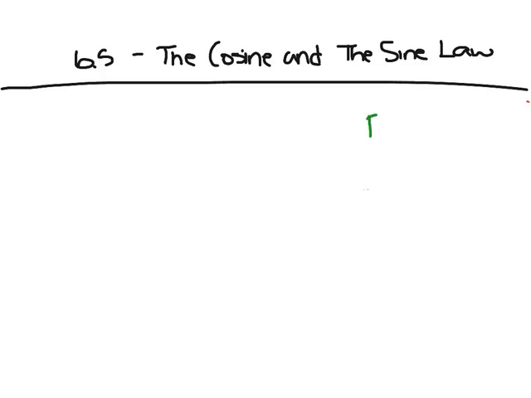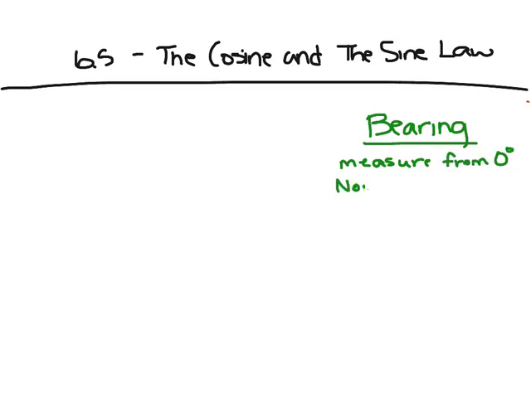Before we do the next example, we should go over what a bearing means. So bearing is in your directions, and it means you're going to start measuring from 0 degrees, which is your north point.